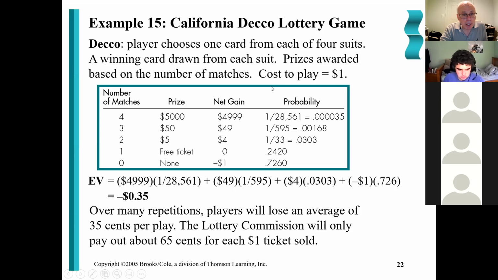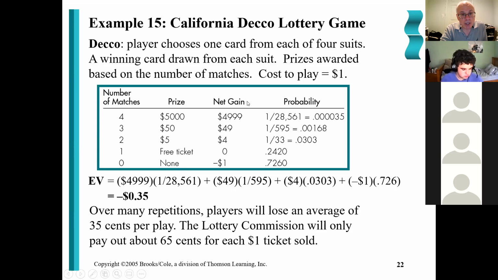All right, and there are different outcomes. For example, you can win $5,000. You can win $50. You can win $5. You can get a free ticket to play again, or you don't win at all. So those are the 5 possible outcomes of this game.